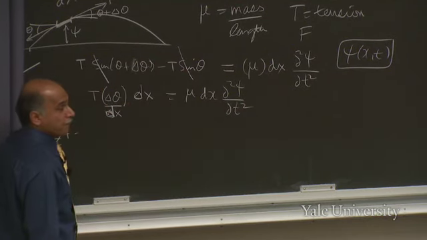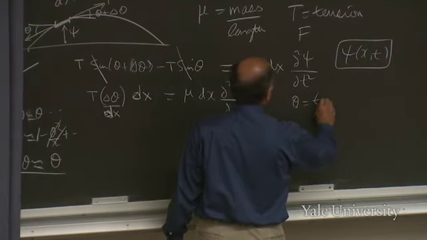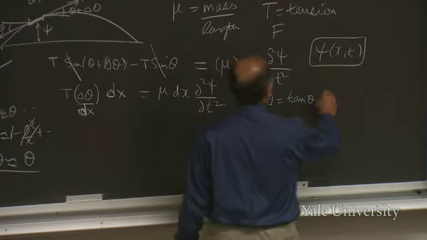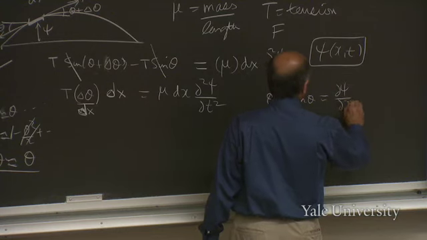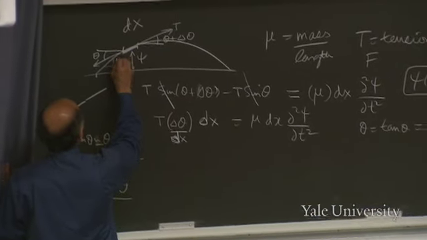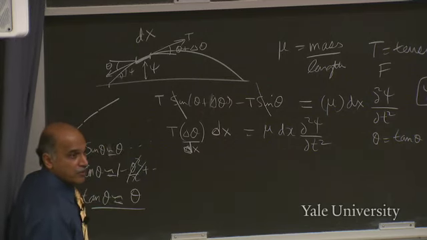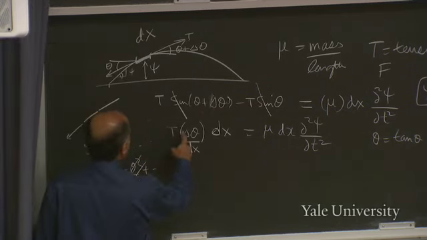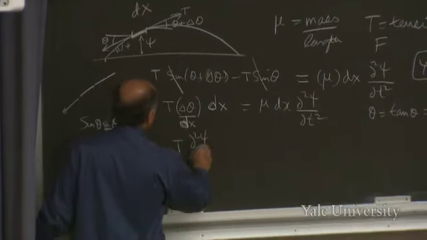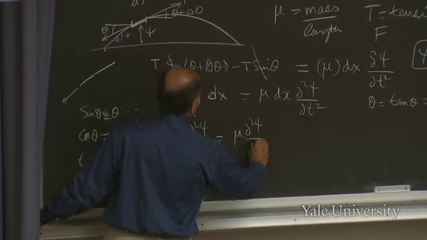Now, what is theta? I'm going to say theta is the same as tan theta in the small angle approximation. Tan theta is d psi/dx. You know from calculus, if you move horizontally by dx and you move vertically by d psi, d psi/dx is the tan of the angle. That's one of the first things you learned in calculus. So this is really d by dx of d psi/dx. That becomes d2 psi over dx squared equal to mu d2 psi over dt squared.